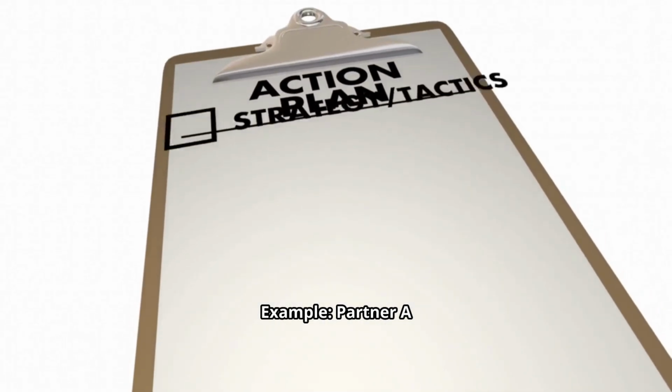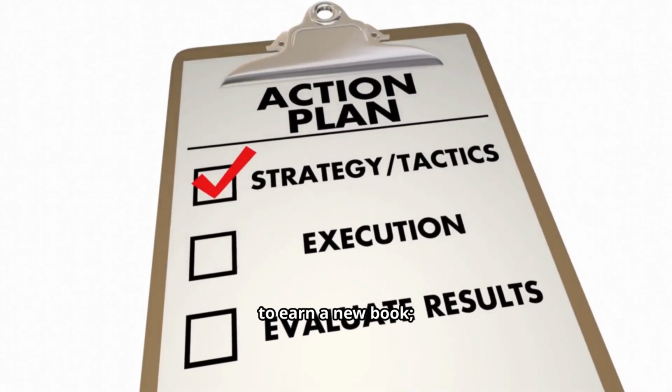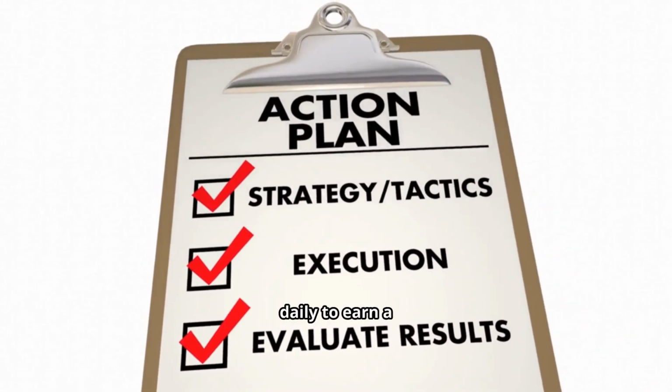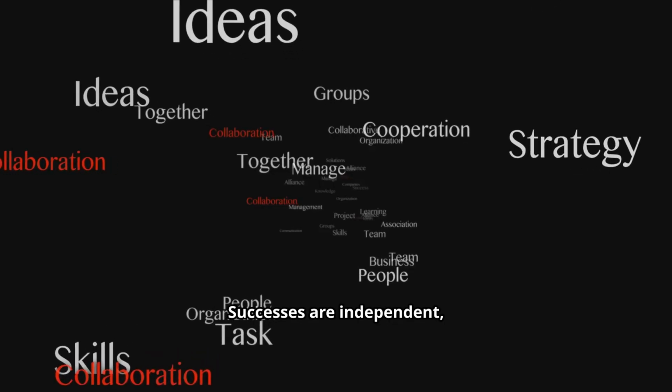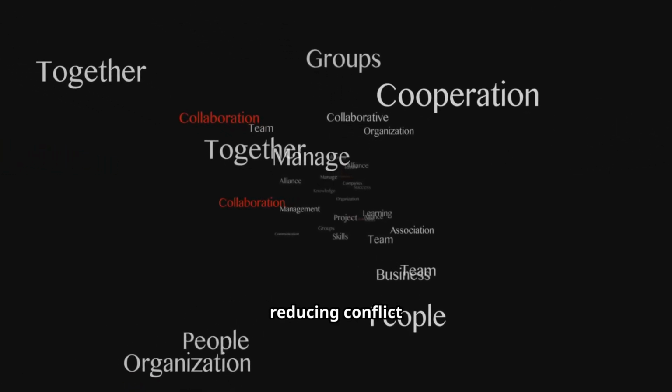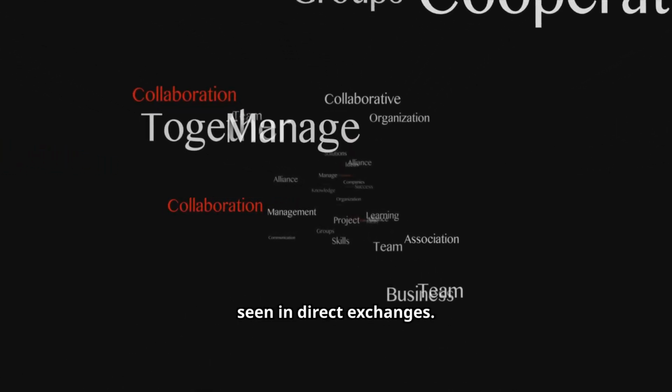Example: Partner A goes to the gym 3 times a week to earn a new book. Partner B meditates daily to earn a weekend dessert. Successes are independent, reducing conflict and coercion often seen in direct exchanges.